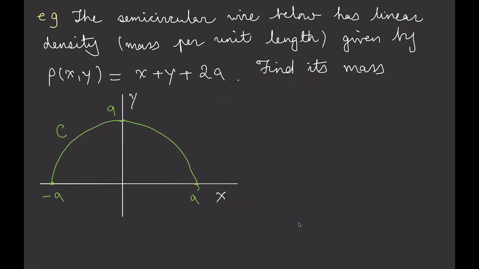So this is the process of how you do it. Let's do an example. The semicircular wire below has a linear density, right?